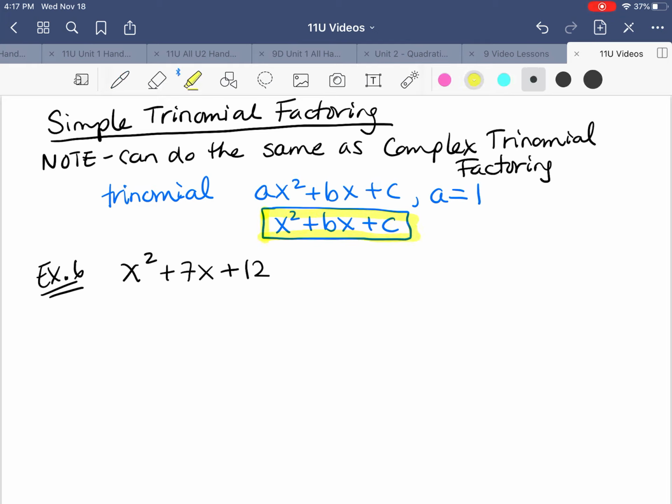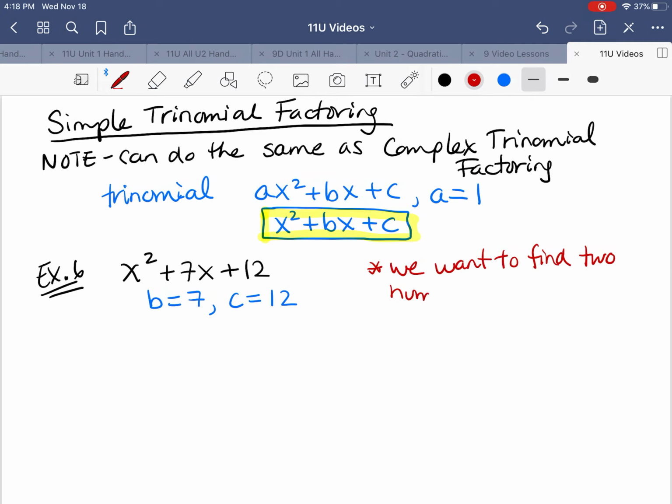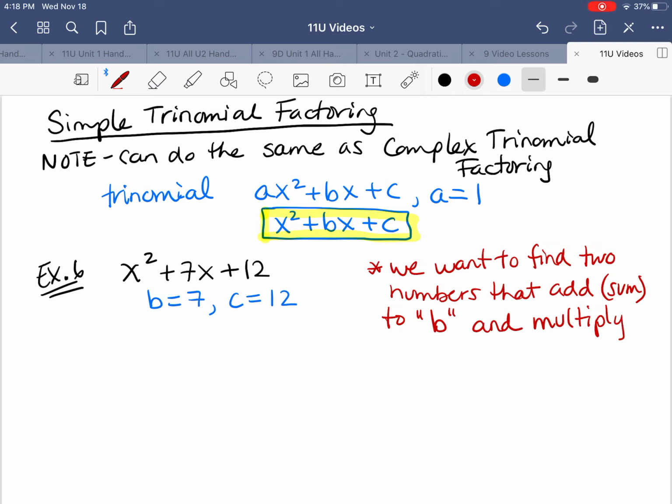We want to find two numbers that add, or sum, to positive 7, which is b. So let's put "to b," and multiply. And when we multiply, we get a product to c.